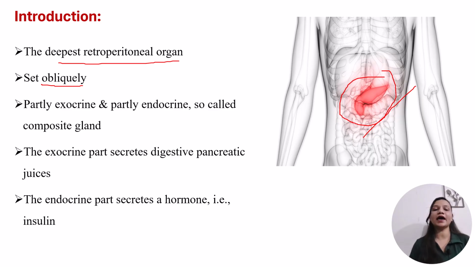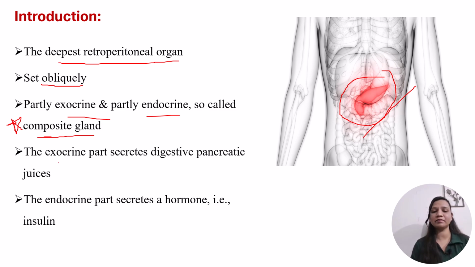It is partly exocrine and partly endocrine. That's why it is called a composite gland, because it functions as both an exocrine as well as an endocrine gland. This is an important point to keep in mind: the pancreas is called a composite gland because it performs both exocrine and endocrine functions.